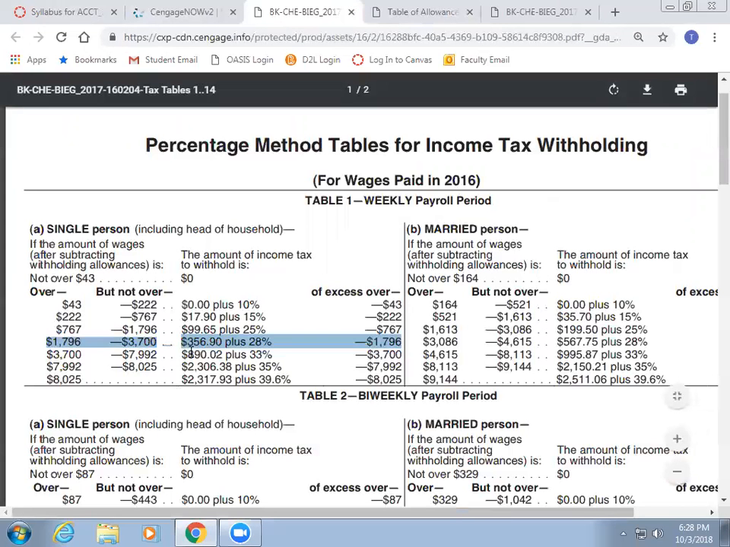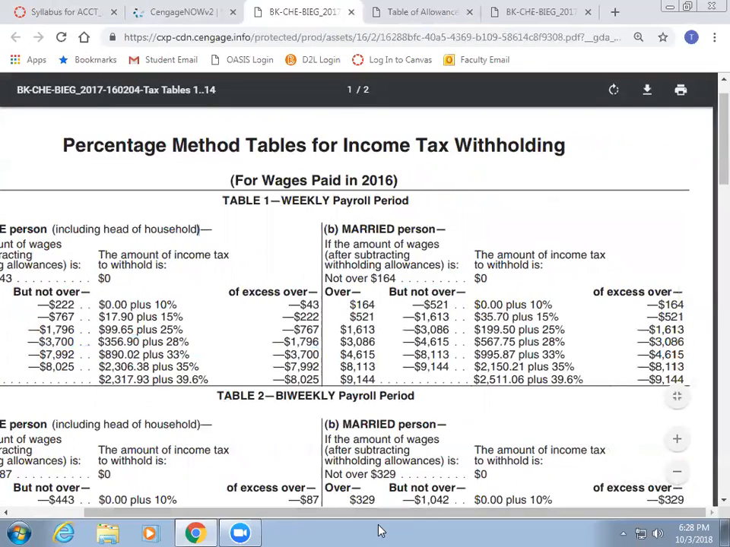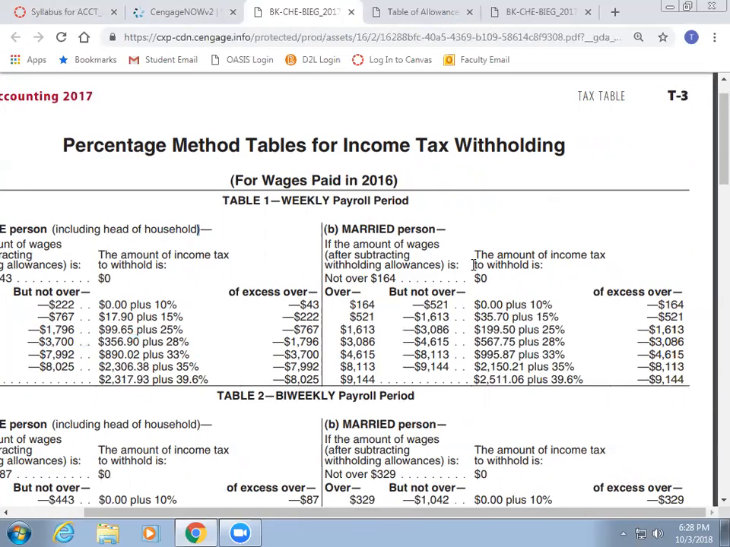There's my table. So he is a weekly earner, and he falls in Table 1B under married. We have $2,116.30, so he falls in line 3 here. He makes more than $1,613, but not over $3,086. So I know he is going to pay $199.50 plus 25% of anything over $1,613.